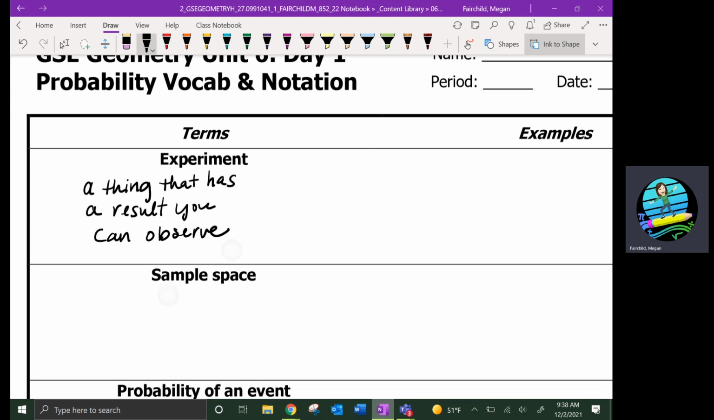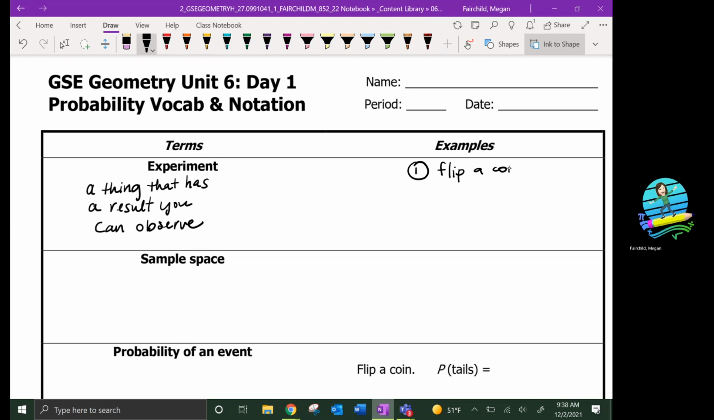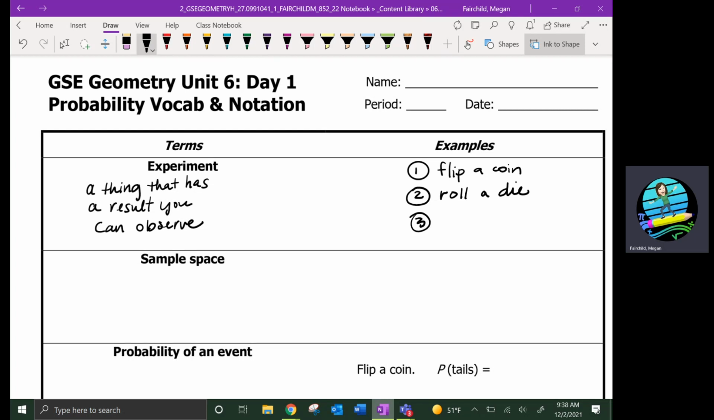So an example, one would be like flip a coin. Another example would be roll a die. Did you know it's die when it's 1? If it's 2, it's dice. Yeah. 3 would be draw a card, like say a 5, like the video. Those are all examples of an experiment.